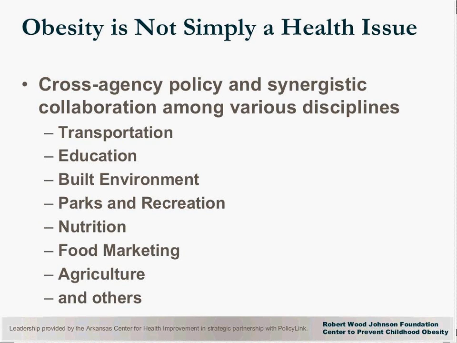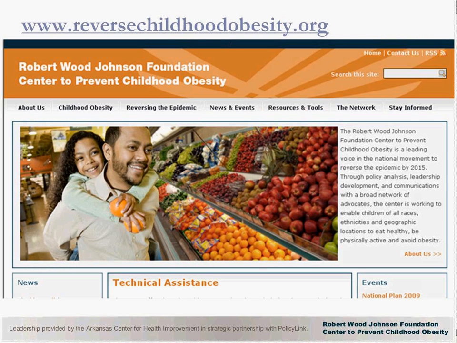But today, this obesity epidemic is not simply a health issue. Just as past policies have unintentionally contributed to the problem, solutions must intentionally focus on reestablishing an environment within which all families can flourish. We must intentionally examine policies, priorities, and actions to achieve the needed changes, and these include cross-agency policy and synergistic efforts in the fields of transportation, education, our built environment, parks and recreation, nutrition, food marketing, agriculture, and many others.